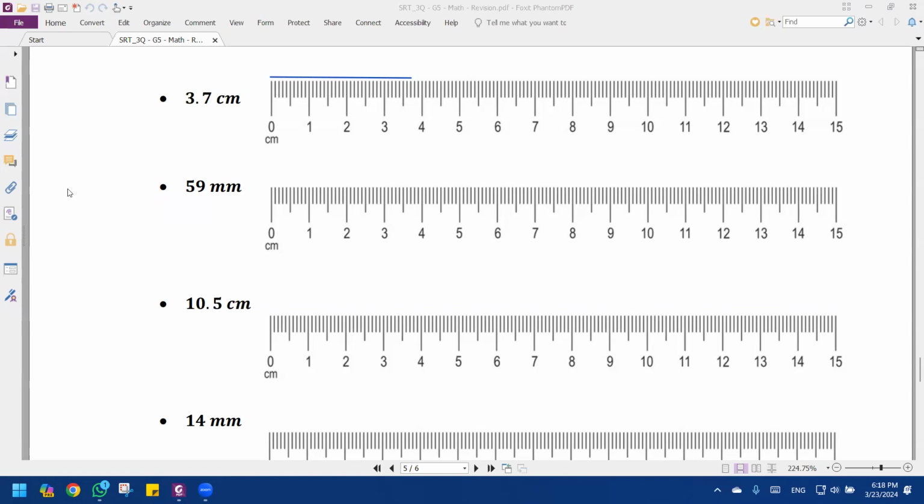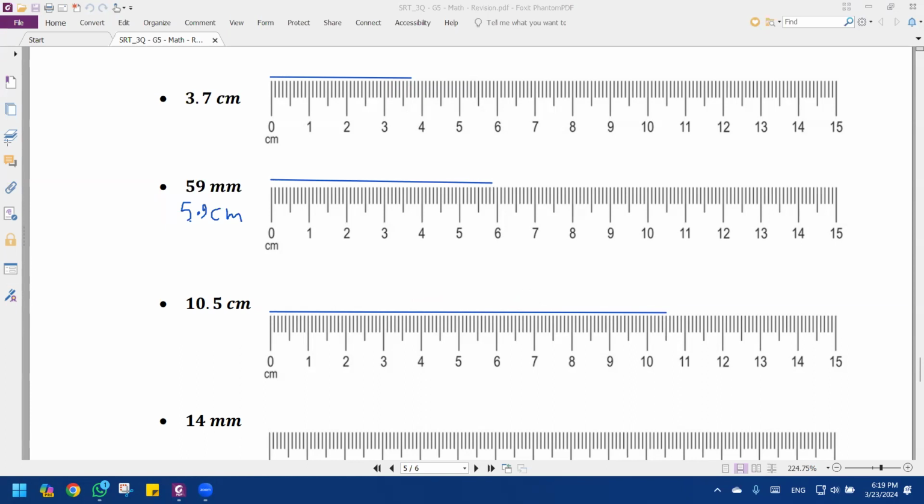Well, using the ruler, I don't like to use millimeter. So I would convert it directly to centimeter. How? We divide by 10. So it will be 5.9 centimeters. Now we draw the straight line. We start from 0. This is 5. Now 0.9. Close to 6, but 1 dash behind. This is 5.9. Next one, 10.5. This is 10.5 is on that line. This is 10.5 centimeter. Last one, 14 millimeter.